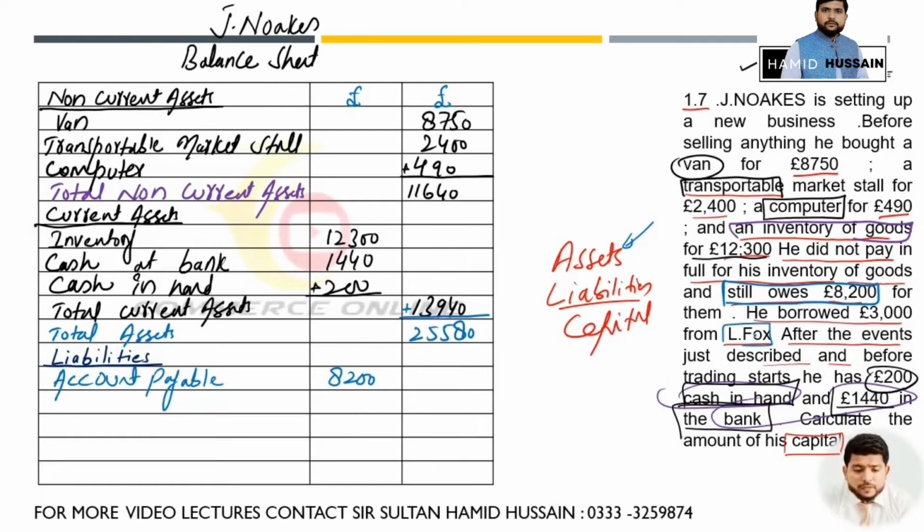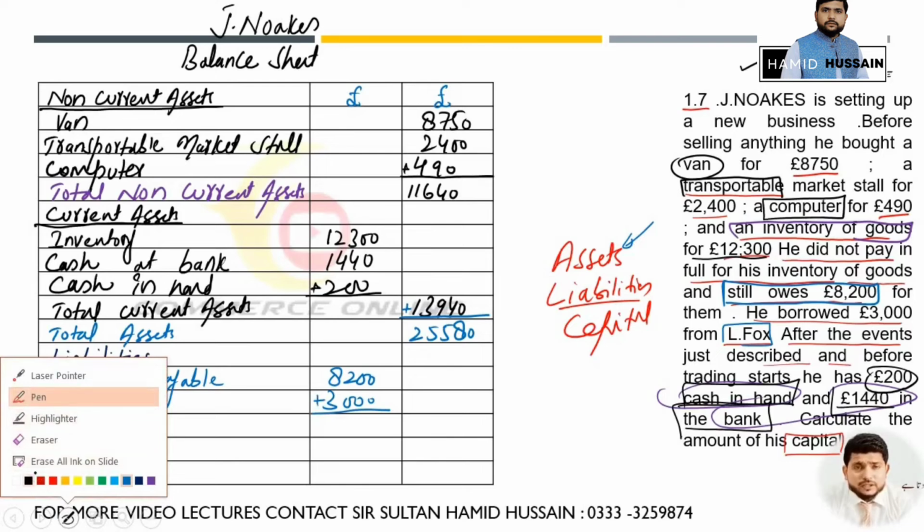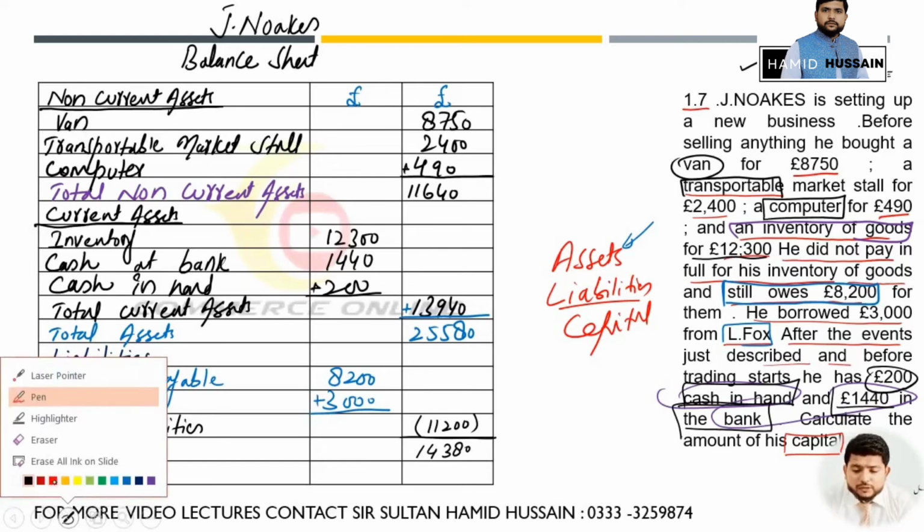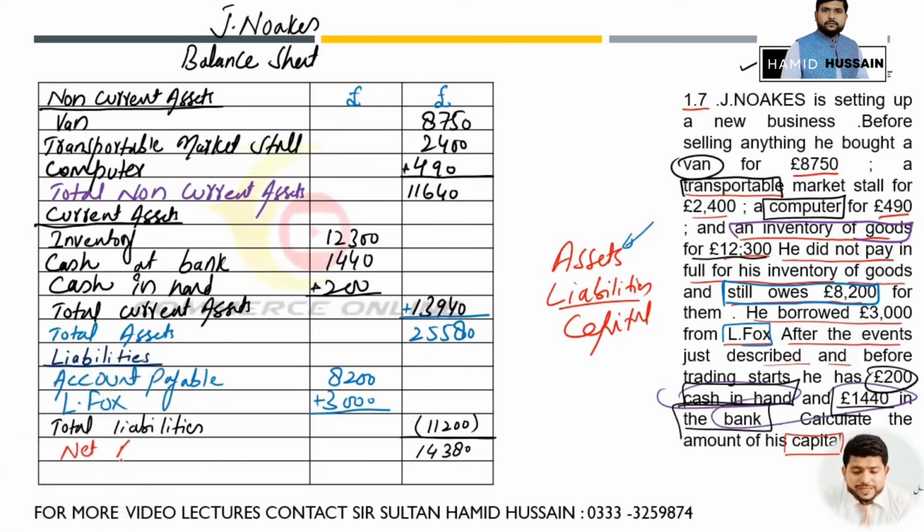And he took a loan. He borrowed 3,000 from L. Fox. So I wrote L. Fox and 3,000. Add them together, that will be 11,200, and this amount represents total liabilities. So when I subtract total liabilities from total assets, I will get 14,380, and that is my net assets.